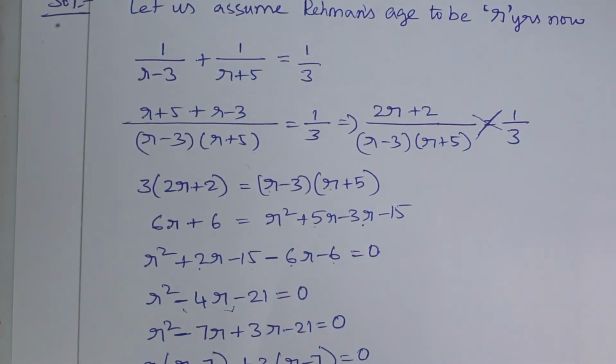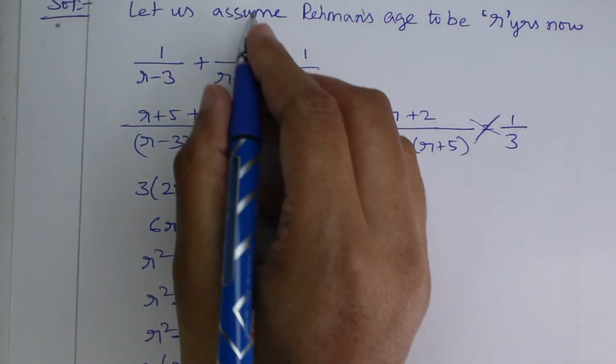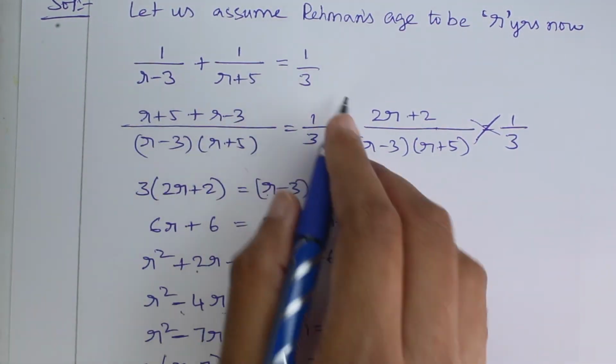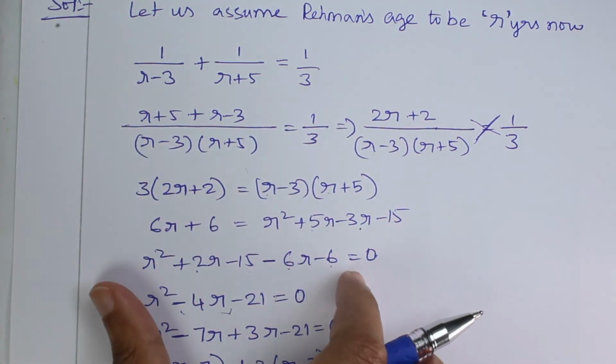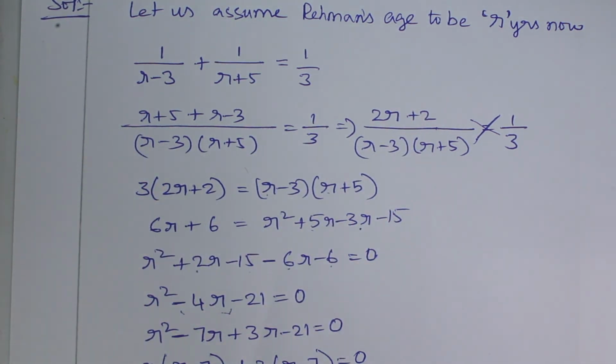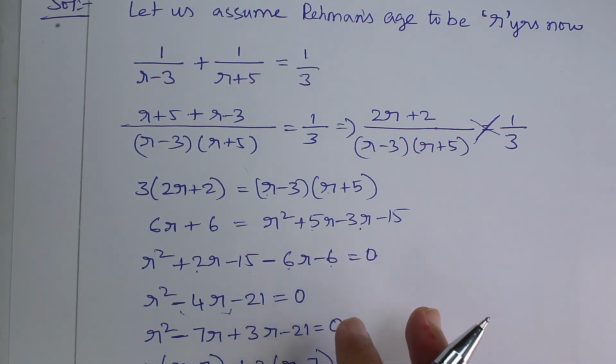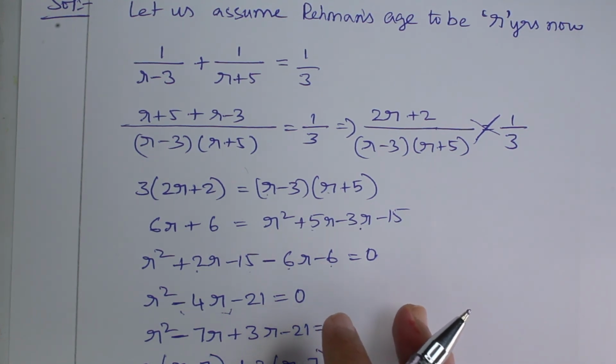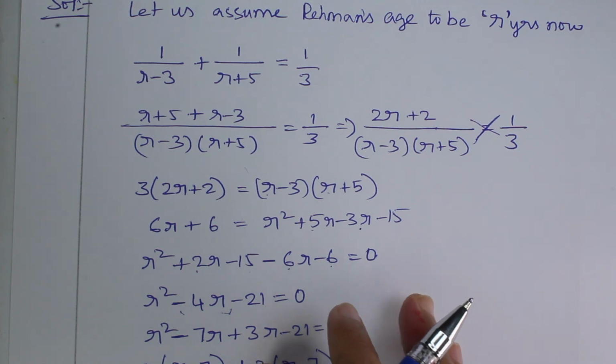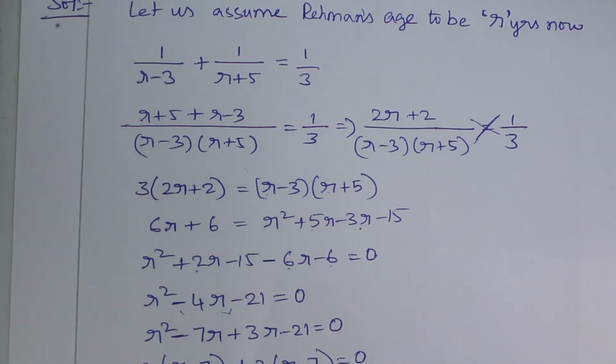You just have to understand how to formulate this equation by studying the problem. That's all. Once you formulate this equation, you can easily solve this equation by factorization method or by completing the squares method, or you can use the quadratic formula method also. Here I have used the factorization method to solve this problem.